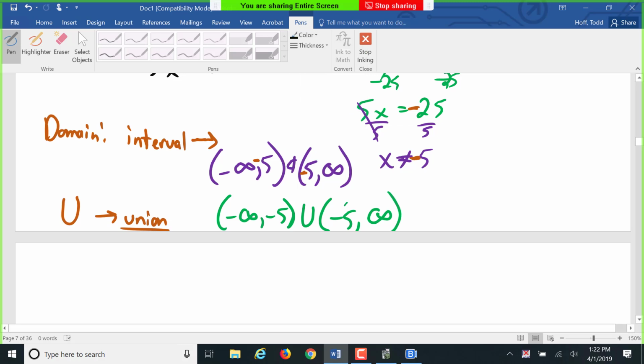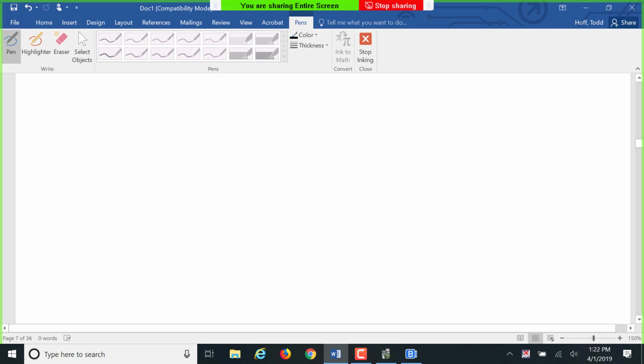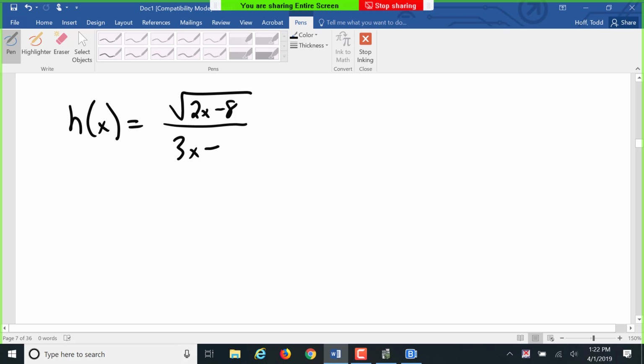Well, let's look at one more example with this. H of x equals square root of 2x minus 8 over 3x minus 12. Actually, let me make this 3x minus 15. Keep it interesting. I'm going to see what you guys can come up with in interval notation. See if you can come up with the interval notation for that. We'll go over it in, like I said, about a minute.